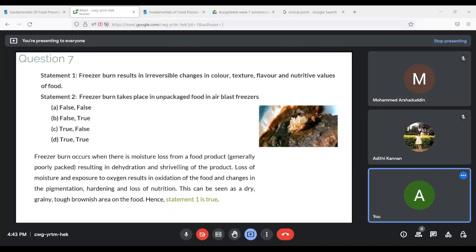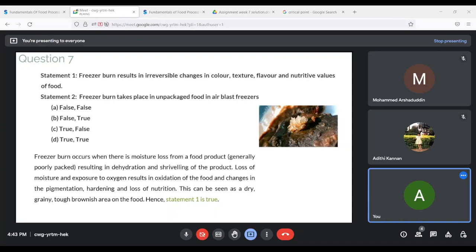Because of this shriveling up and loss of moisture, the oxygen now starts taking the place of water inside your food. Because your product is not properly packed, it will not only be exposed to the cold air, it will also be exposed to oxygen. Because of exposure to oxygen, you will see an oxidation reaction that results in loss of pigmentation. It will harden your food product, and it will cause a very dry and grainy brownish area as seen here. These brownish areas are the freezer burn. Your food is still edible and usable, but the quality of the product is irreversibly damaged.